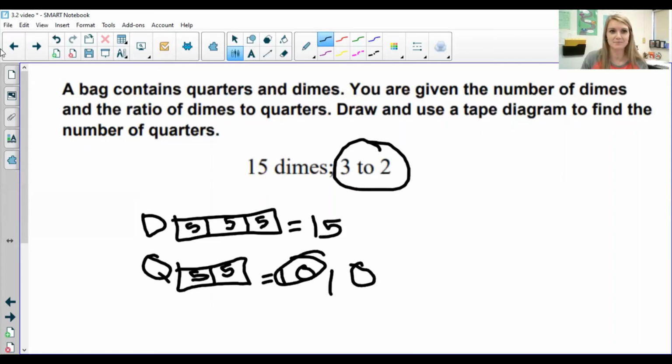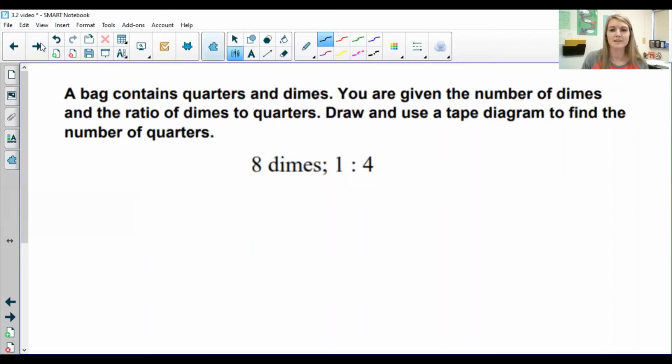Let's try another one like that. Those can be kind of tricky. Okay, same exact problem. We have a bag of quarters and dimes. We're given the number of dimes and the ratio of dimes to quarters. So draw and use a tape diagram. Exact same thing, just different numbers. All right, so we're going to start off with our tape diagram. And now you might be able to do this in your head, but the directions say to draw and use a tape diagram. So even if you might be able to do this in your head, you still have to draw out the tape diagram. It's good practice and it's a good visual, okay?